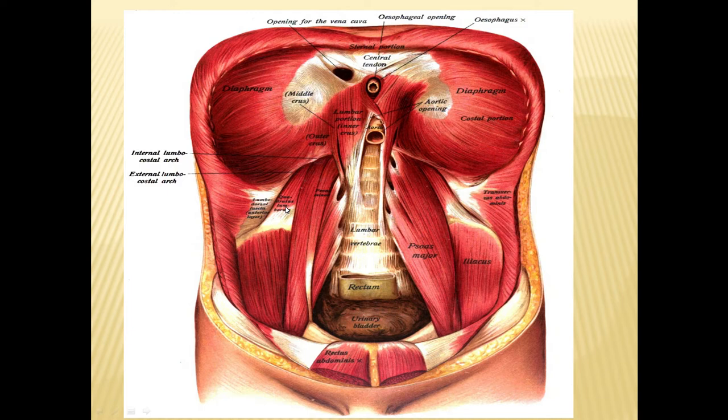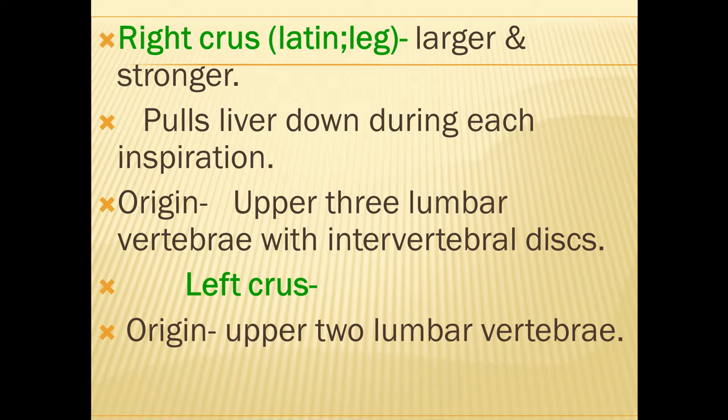So what is the meaning of crus? Actually, crus is a word derived from Latin, and it means leg. It is a leg-like structure. The right crus is larger and stronger. Why? Because it has to pull down during each inspiration, and the origin is from the upper three lumbar vertebrae along with the IVD, that is intervertebral discs. While the left crus originates from the upper two lumbar vertebrae.